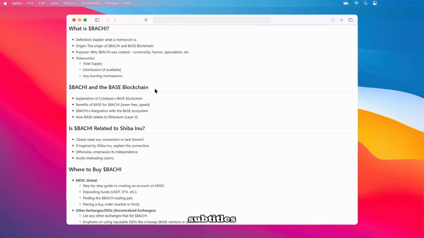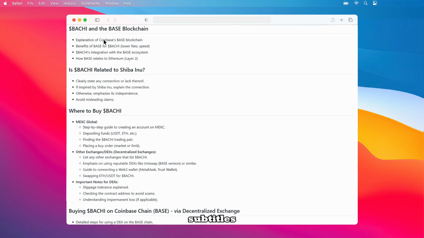Let's dive into BACHI and its connection to the Base blockchain. Base is Coinbase's very own blockchain solution, and it brings some key advantages to the table. For BACHI, being on Base means transactions can be significantly cheaper and much faster compared to older blockchain technologies. This integration allows BACHI to thrive within the Base ecosystem. And remember, Base itself is built as a Layer 2 solution on top of Ethereum, so it still benefits from Ethereum's security while offering improvements in speed and cost.